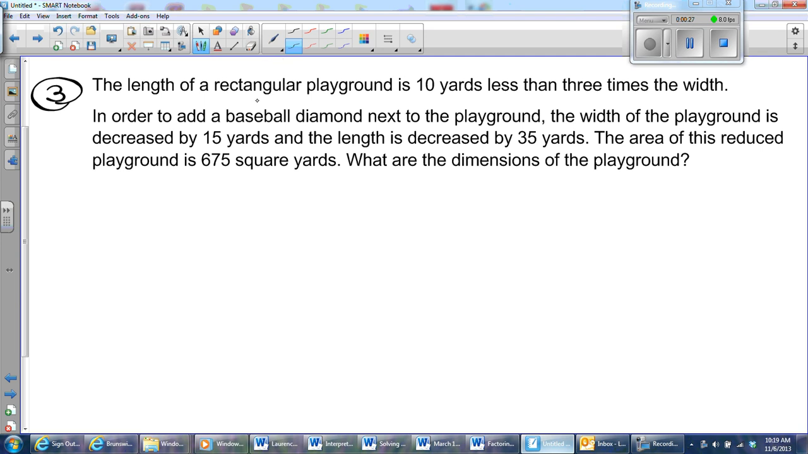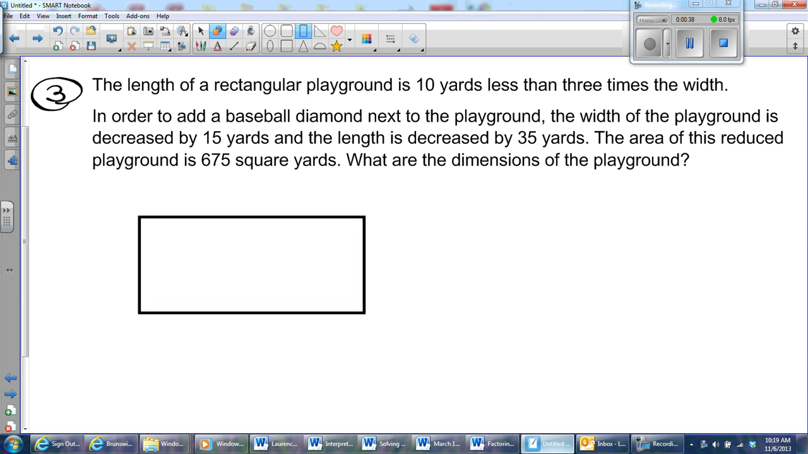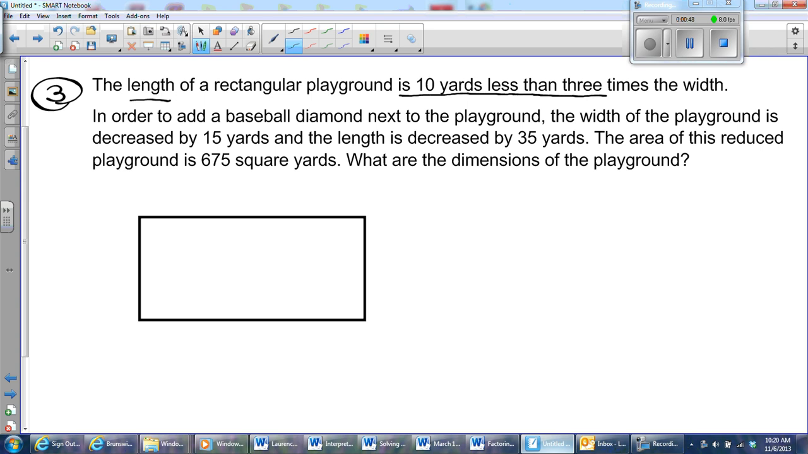Okay, so the length of a rectangular playground is 10 yards less than 3 times the width. Well, the first thing I need is a rectangular playground. So let me get a rectangular playground here. Okay, now it says specifically that the length is 10 yards less than 3 times the width. So I need to know the width first. Now I don't know the width, but I'll call it W.